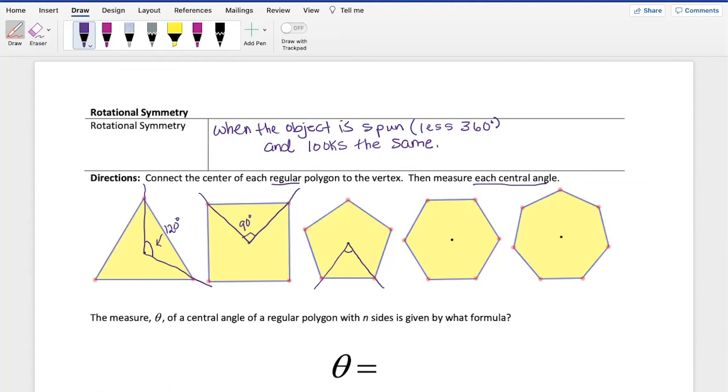So use your protractor, measure that, and that's why it's important to try to draw a nice straight line so it can be a little more accurate. You should come out that it is 72 degrees. So on a pentagon, the central angle is 72 degrees.